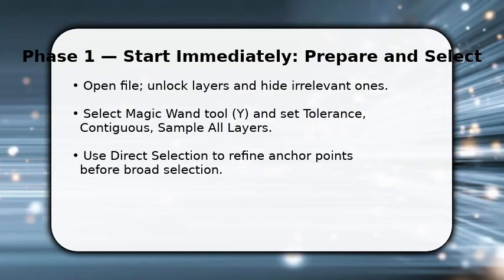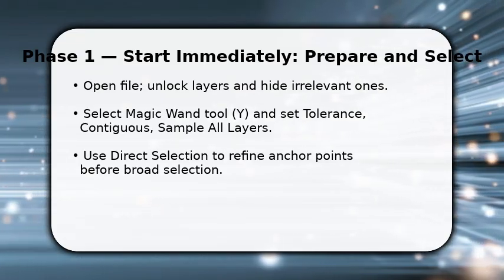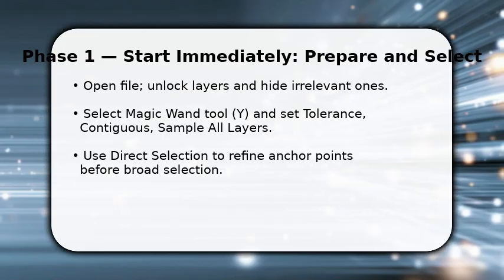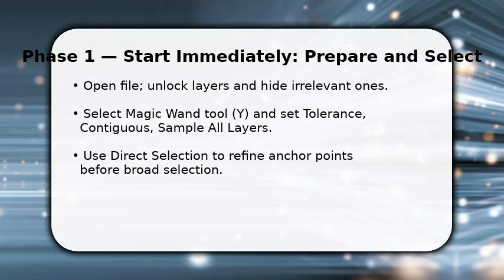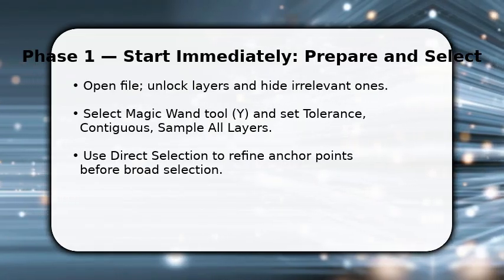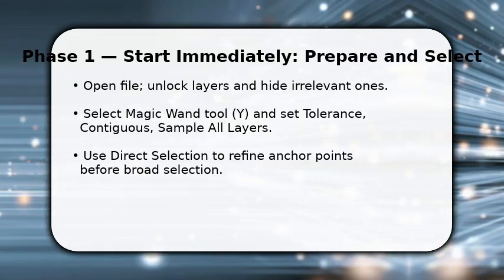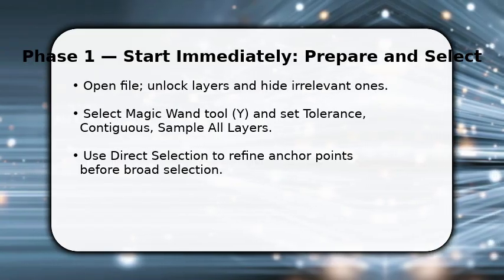Enjoy the video. You begin by opening the artwork and unlocking just the layer you will work on. Set the Magic Wand tolerance to a mid-value, toggle contiguous or sample all layers to match your goal, and pick the Y key for speed. Once done, click the area you want. You'll see similar fills selected instantly.